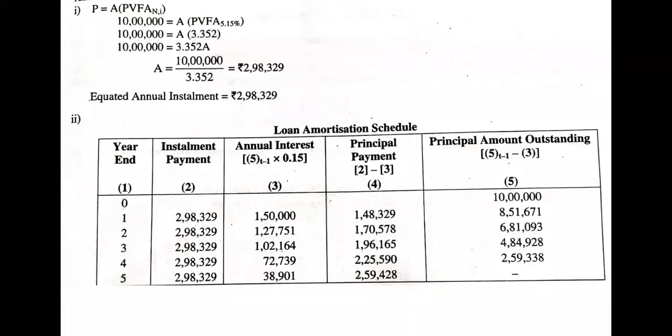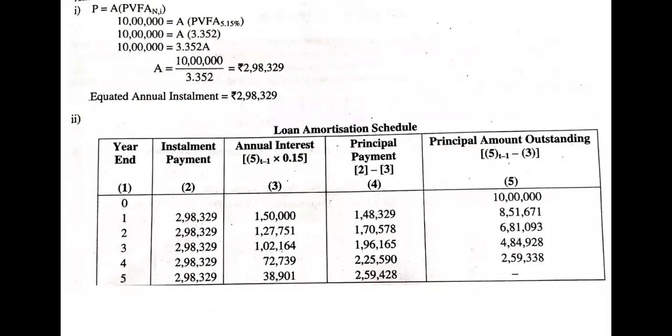Now principal payment: 2,98,329 minus 1,02,164. It is 1,96,165 rupees. Now from 6,81,093 reduce 1,96,165 rupees. So we will get 4,84,924 rupees. Similarly, we need to do the fourth year and fifth year. Ultimately, you will see that the principal amount outstanding at the end of the fifth year will be zero.